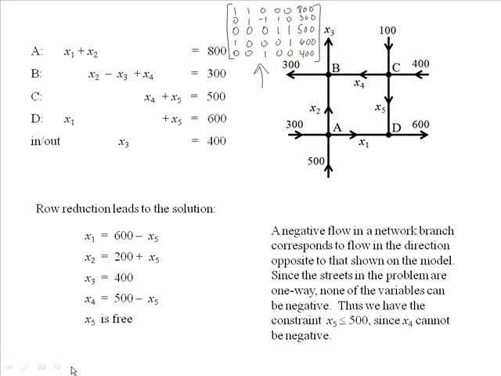A negative flow in a network branch corresponds to flow in the direction opposite to that shown in the model. So since the streets in the problem are one way, none of the variables can be negative. Thus, we have the constraint that x5 is less than or equal to 500, since x4 can't be negative. If I subtract x5 from 500 for x4, x5 couldn't be anything larger than 500, or else we would get a negative number for x4. So we're limited here on what x5 can be. It has to be a number 500 or less.